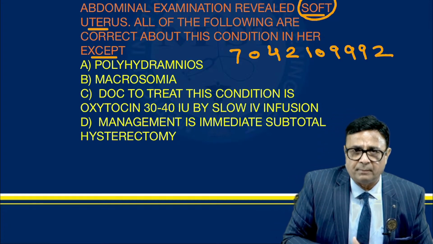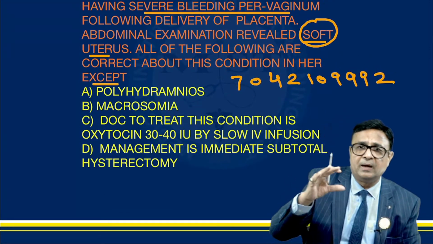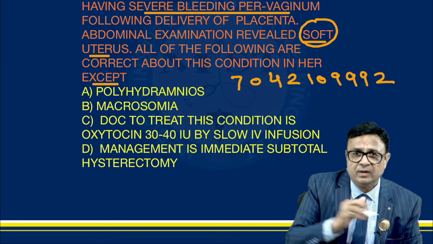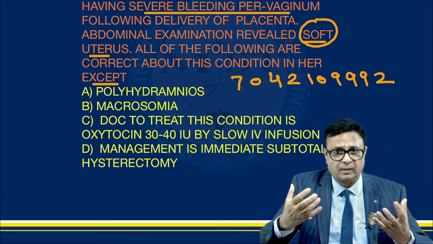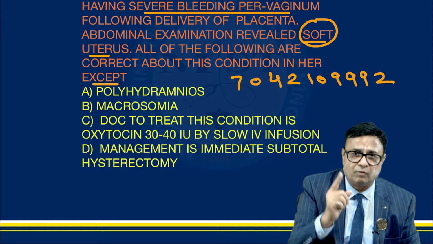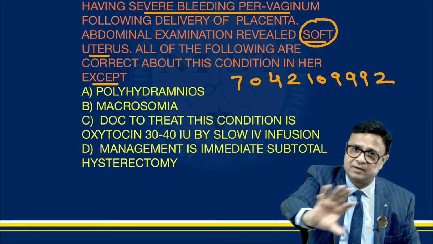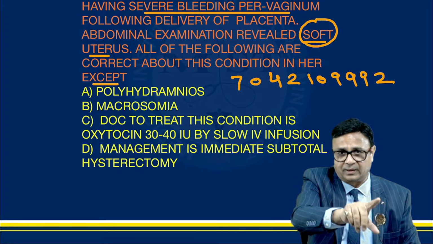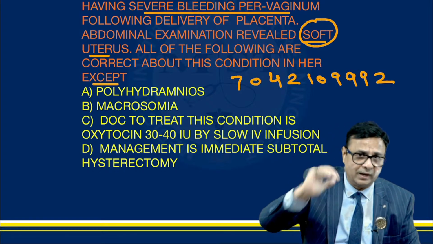Option D. Management is immediate subtotal hysterectomy. Beta, what is the management protocol of postpartum hemorrhage? First of all, we treat her shock, resuscitate the patient. Then to control bleeding, what is given? Injection tranexamic acid, 1 gram by slow IV injection. Then therapeutic drug of choice, oxytocin, 30 to 40 international units by slow IV infusion.